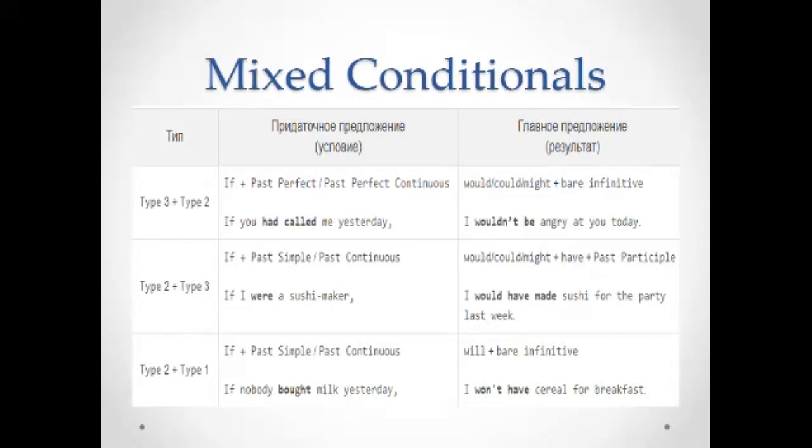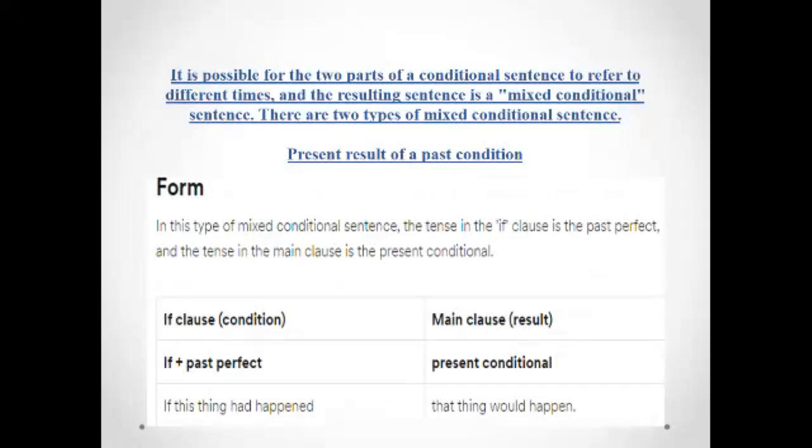Жазып аласыздар, модульдер бар. It is possible for the two parts of a conditional sentence to refer to different times, and the resulting sentence is a mixed conditional sentence. There are two types of mixed conditional sentences. Демек, шарт бағыныңқы сөйлемдер әр түрлі уақытта жүзеге асуы мүмкін, соның ішінен оны mixed conditional, яғни аралас шарт сөйлемдер деп атайды. Олардың екі түрін анық көрсетіп өтуіміз мүмкін.